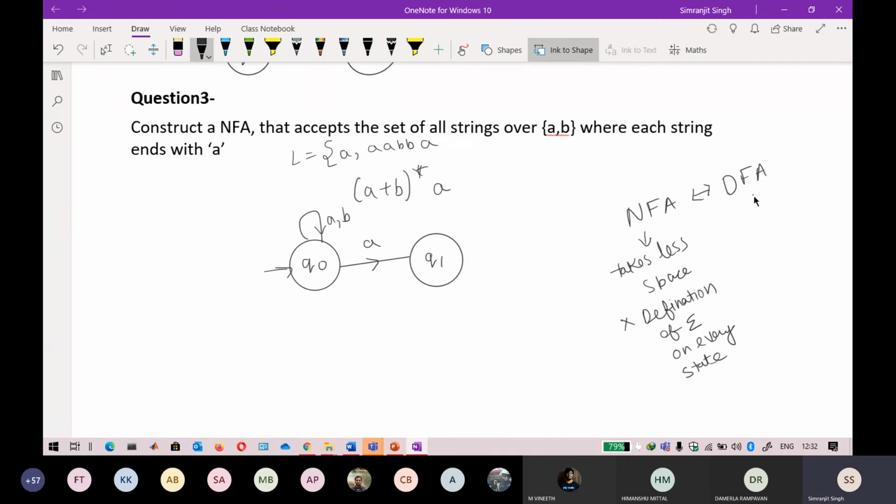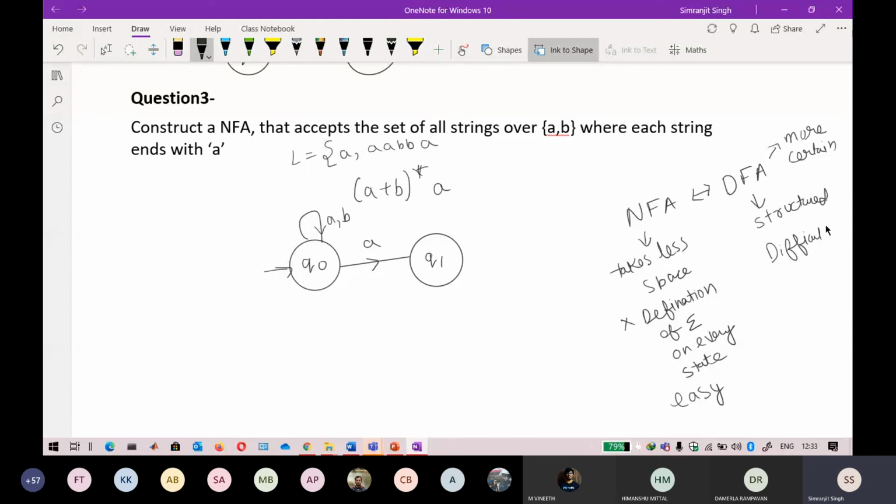A DFA takes more space and time because it defines each and every input, but it is much more structured than an NFA. If I use a DFA, I am much more certain which path to take for a particular input. So DFA provides more certainty than NFA. And NFA is very easy to draw, whereas a DFA is a more difficult thing to draw.